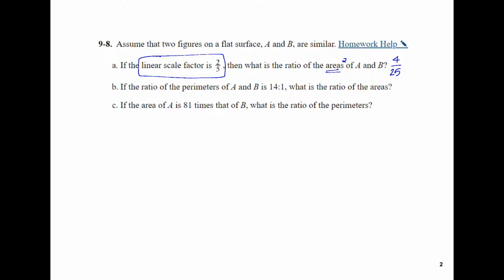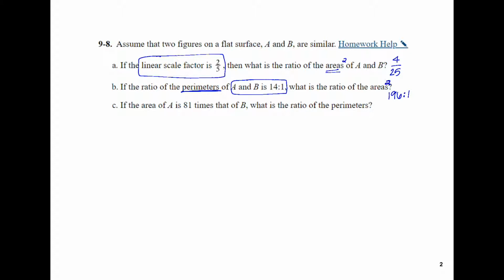If the ratio of the perimeters of A and B is 14:1, what is the ratio of the areas? Remember, perimeter is one-dimensional because it's talking about one side. Area is squared. So we would say that 14 squared is 196 to 1 squared is 1.